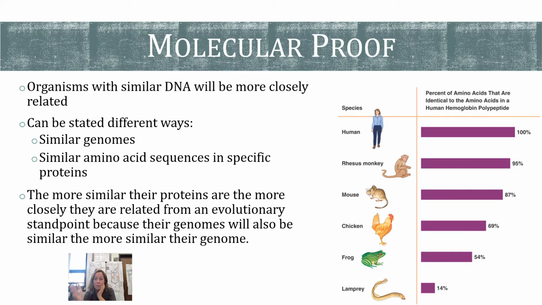Okay, so looking at the picture, this is about the percent of amino acids in a protein. The human's amino acids are closer to the monkey than they are to the lamprey, because it's going to be more closely related to the monkey than the lamprey.